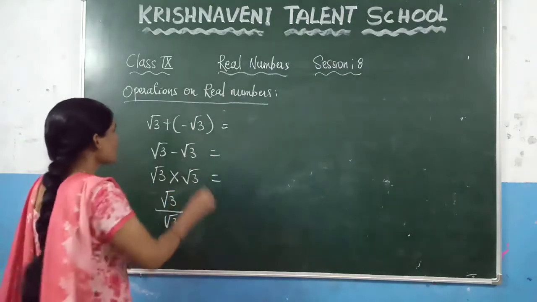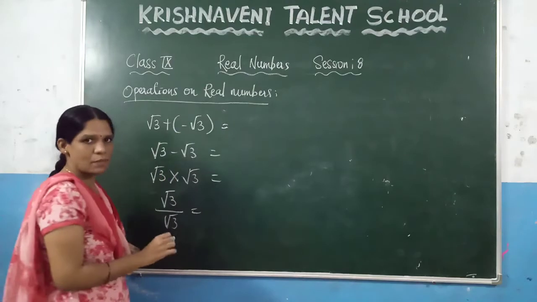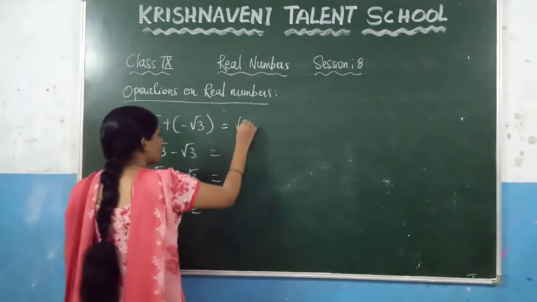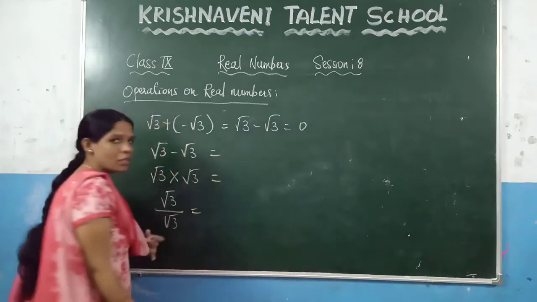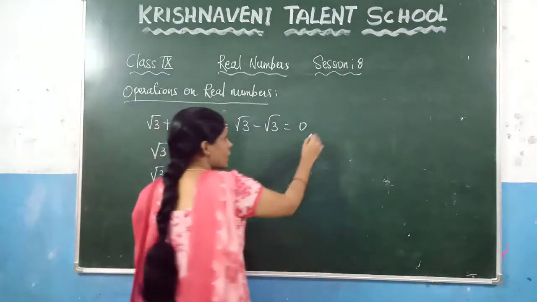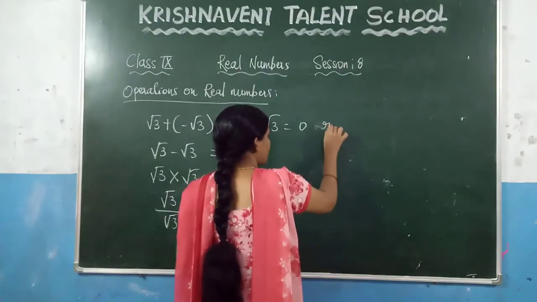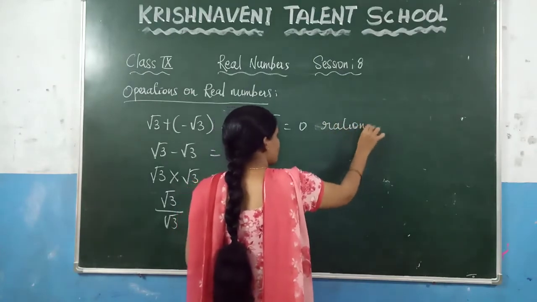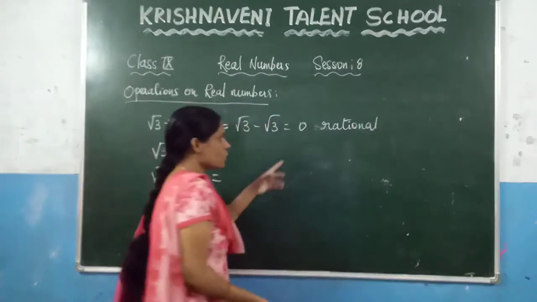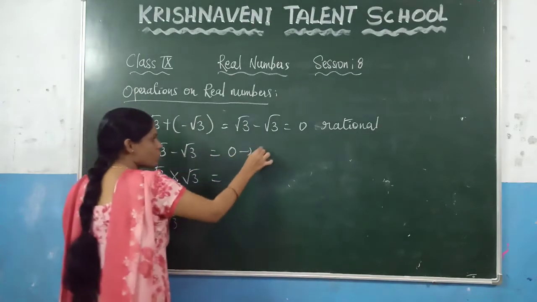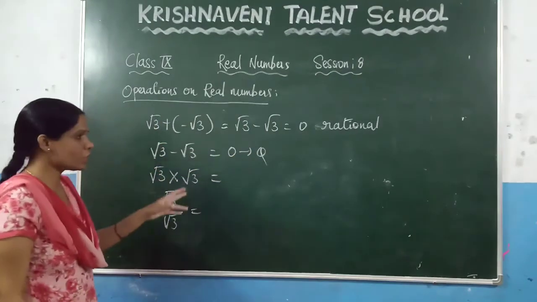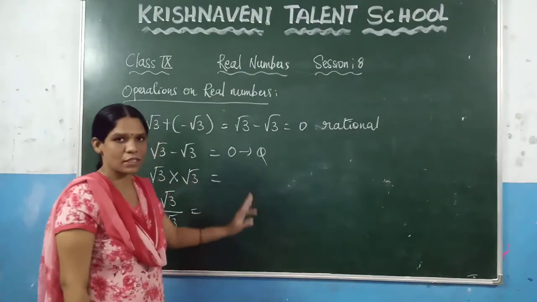Let us check here. What is the value of root 3 plus root 3? Root 3 minus root 3 which is 0. So, what is the number? This is nothing but a rational number, right? Now, check this one. Root 3 minus root 3 which is 0. It is also a rational number. We know that the rational numbers are denoted by the letter Q.